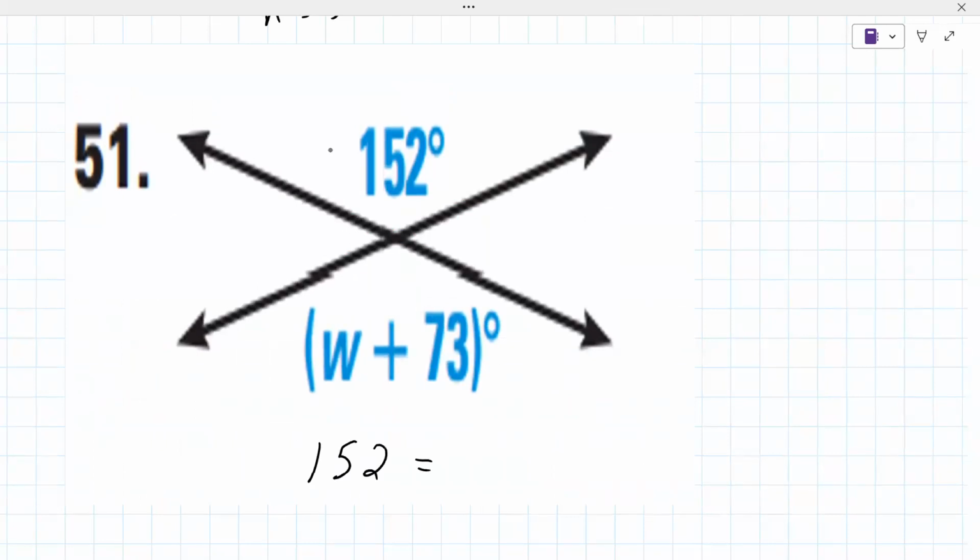So you're setting up this equation. Would you solve this for W, please? You're welcome to use a calculator. I'm not anti-calculator.